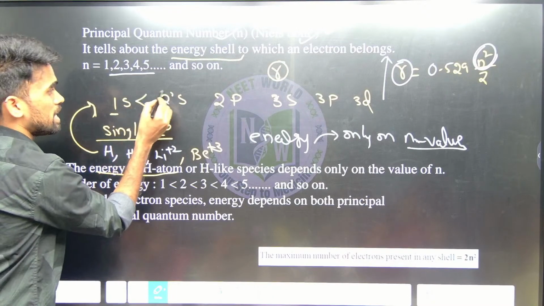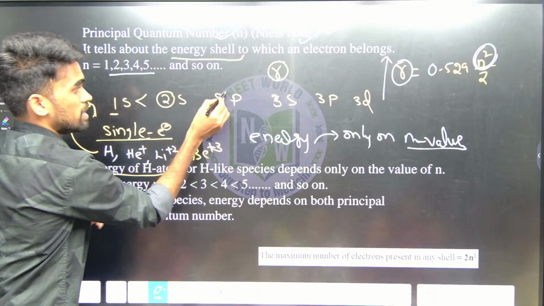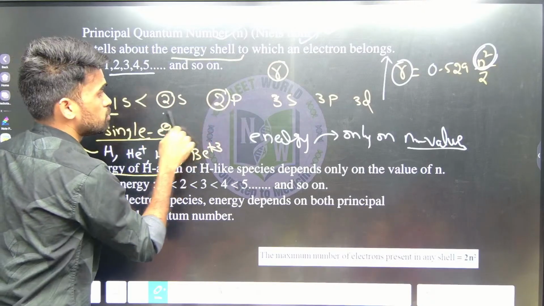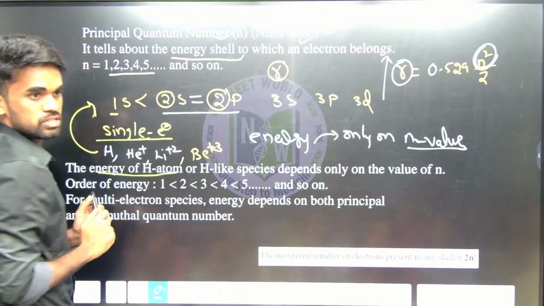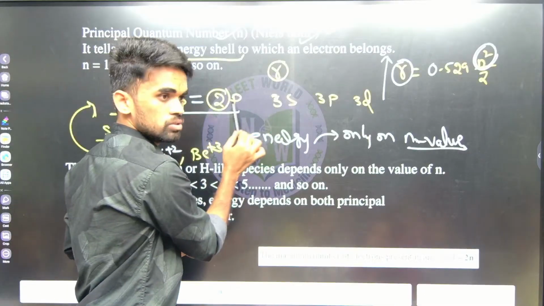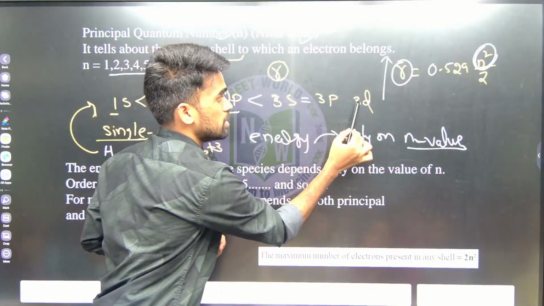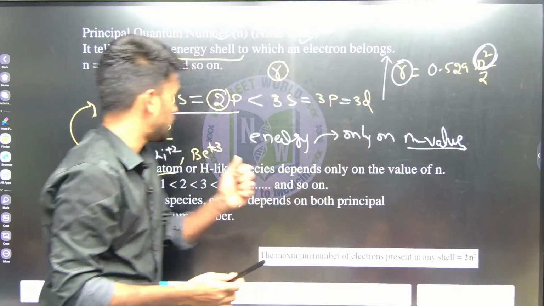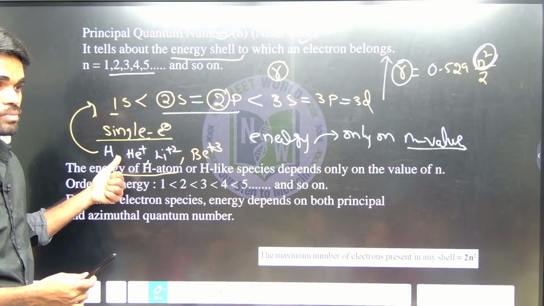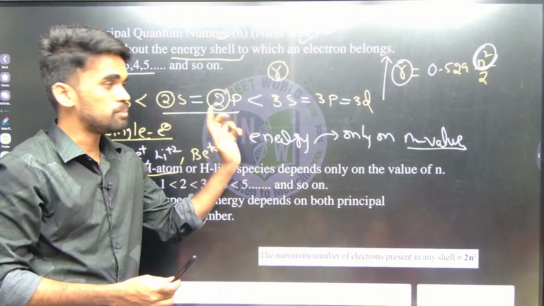So now here what is the n value? What is the n value here? So it means both of them have equal energy. Between these two, equal, between these two, equal. So whenever there is a single electron system, what will be the order? It depends only on n.